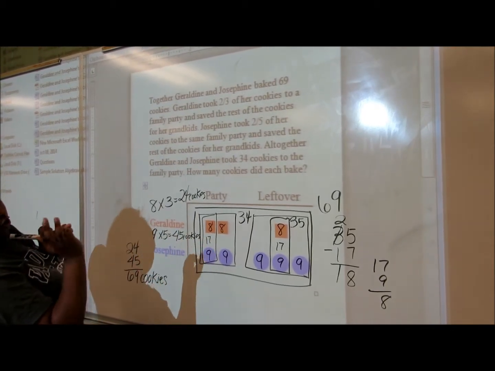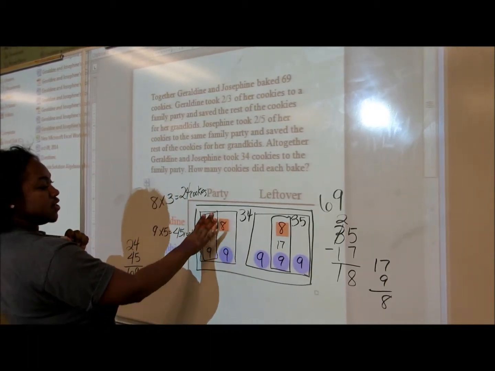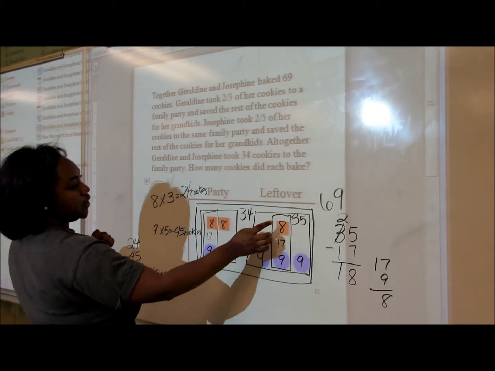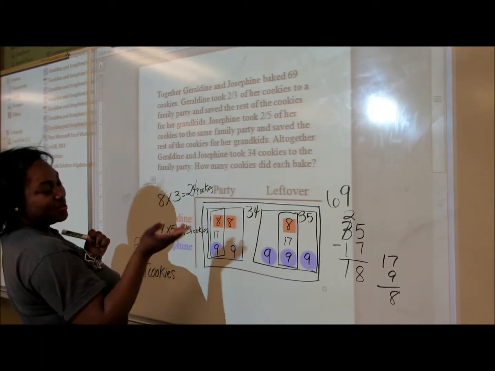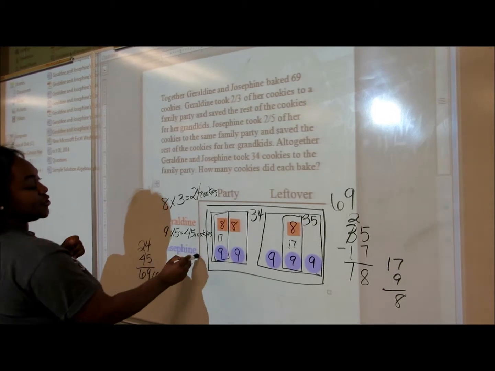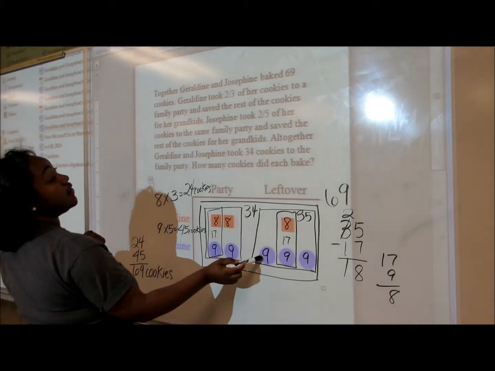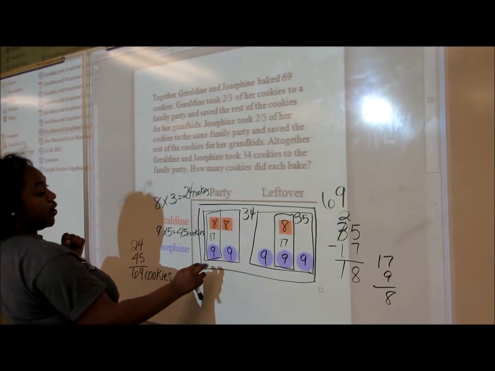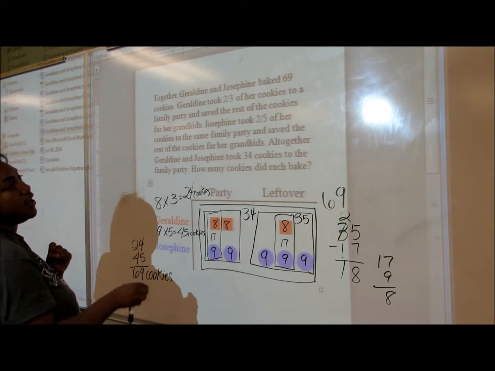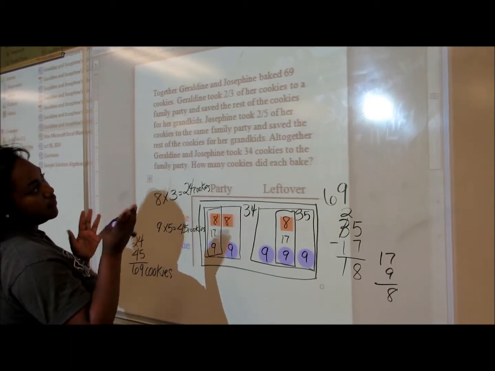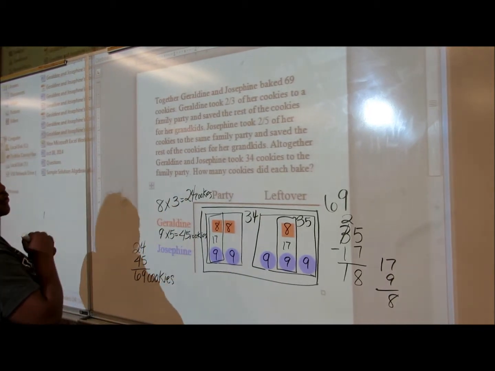So since your whole is 3, we did 3 squares, and we did 2 to the party because she took 2/3 of those and left 1 at home because that was the remainder, which would have made the 3/3. And then for Josephine, she took 2/5 of her cookies to the family party. So you would put the 2/5 in the party, and then you have 3/5 left. So you have 3 out of your 5 left over.